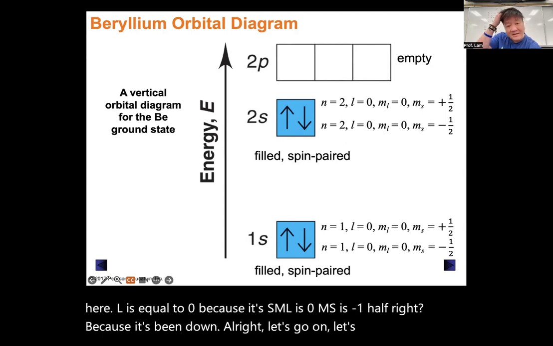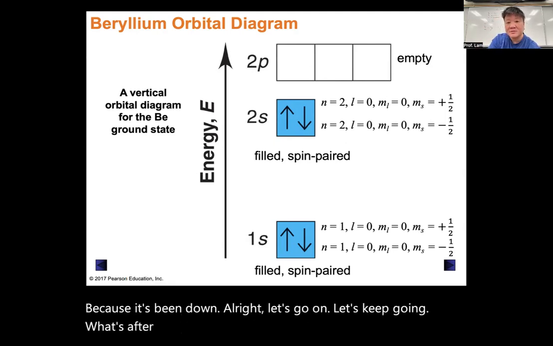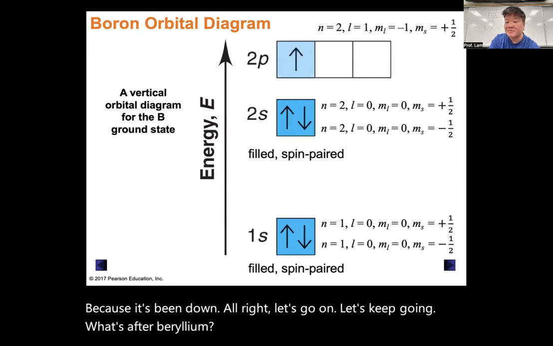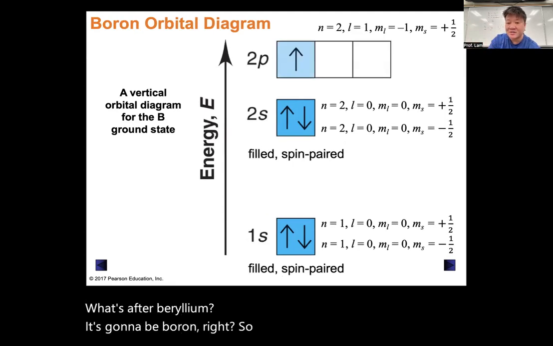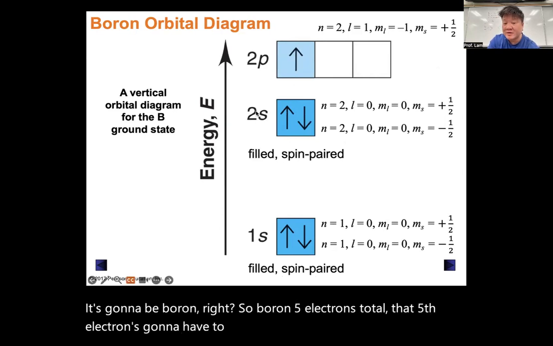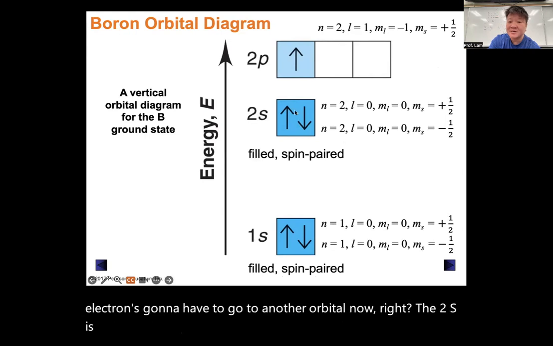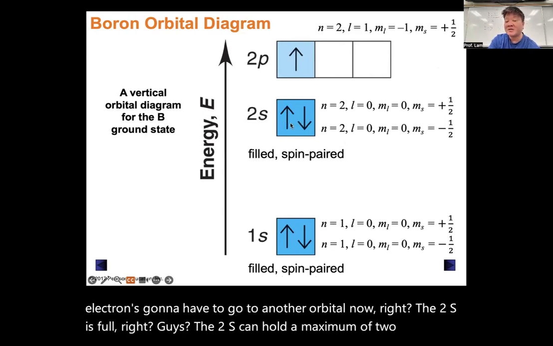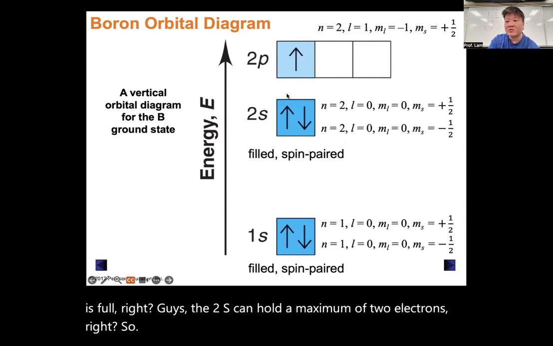Let's keep going. What's after beryllium? It's going to be boron, right? So boron, 5 electrons total. That fifth electron's going to have to go to another orbital now, right? The 2s is full, right, guys? The 2s can hold a maximum of 2 electrons, right? So you have to go up to the next one.